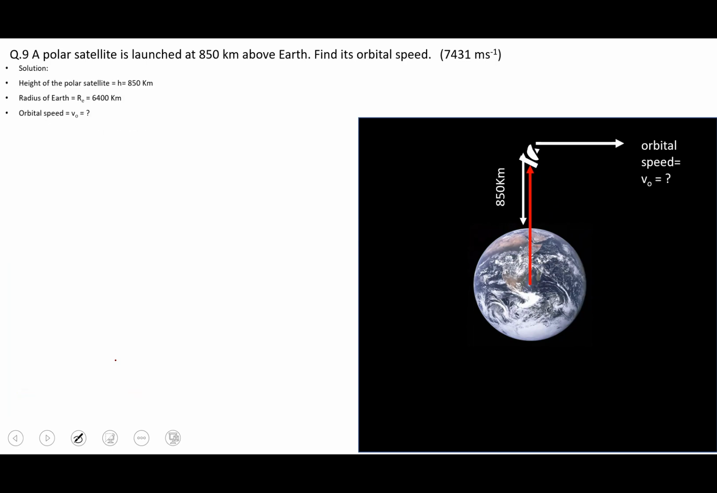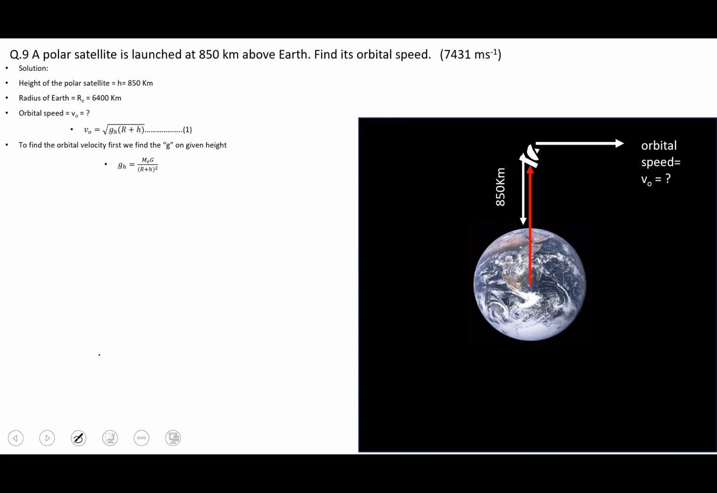What do we have in data? The data given to us: for the polar satellite, H is equal to 850 kilometers. The radius of the Earth is 6,400 kilometers. The orbital speed is what we have to find out, which we don't know. The formula for that is V naught is equal to under root G h into R plus H, which is equation number 1. To find that, first we have to find the value of G at that point.